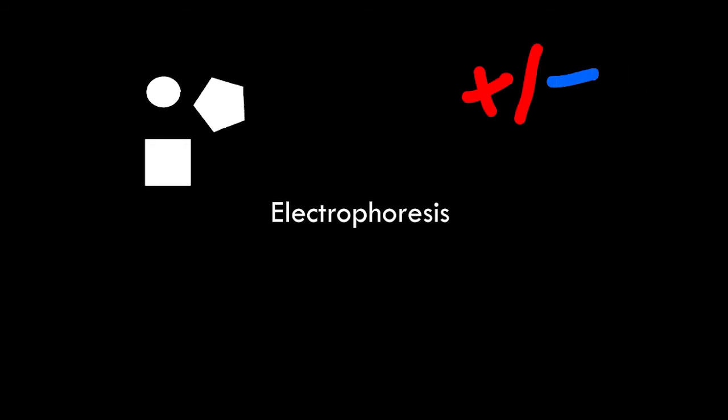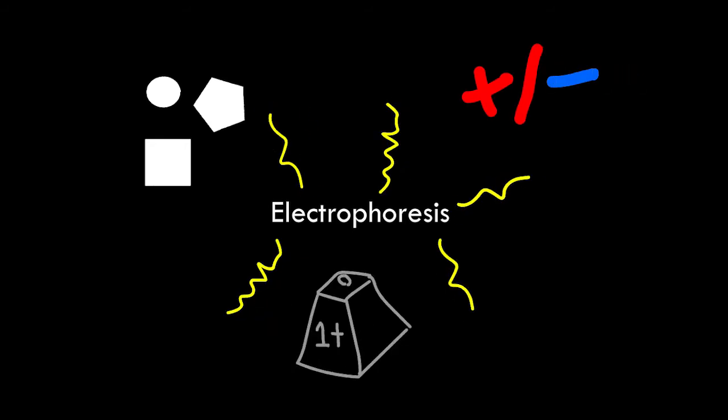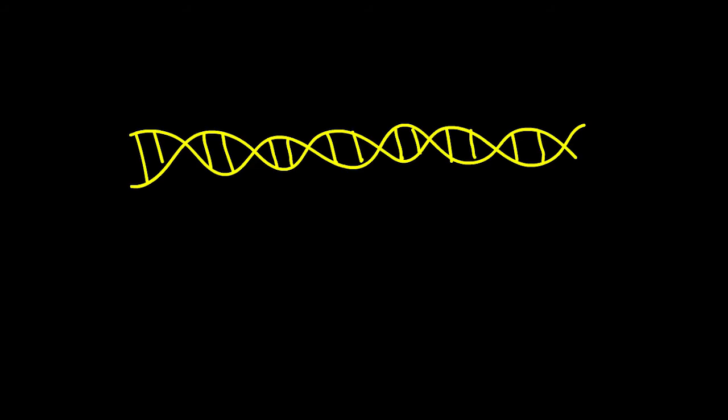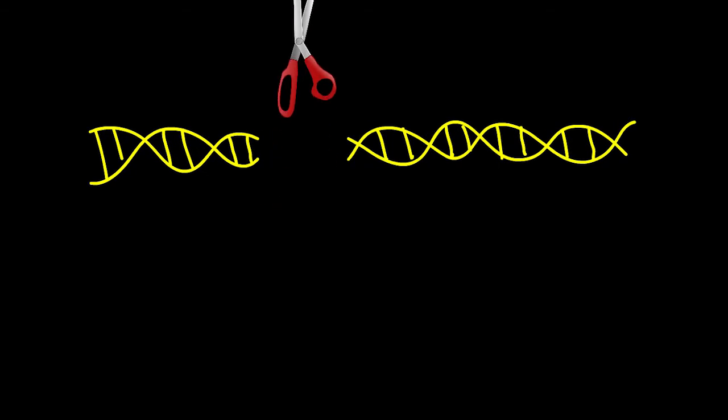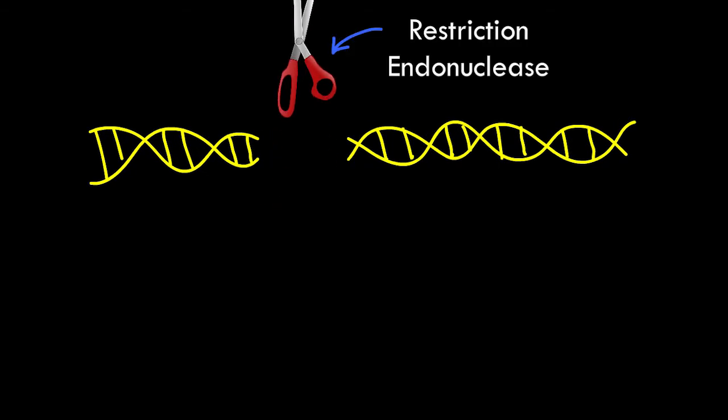Electrophoresis is a technique that separates molecules according to their shapes, net charges, and molecular weights using an electric field. When using electrophoresis for DNA analysis, we take our DNA sample and cut it into smaller fragments using enzymes called restriction endonucleases.